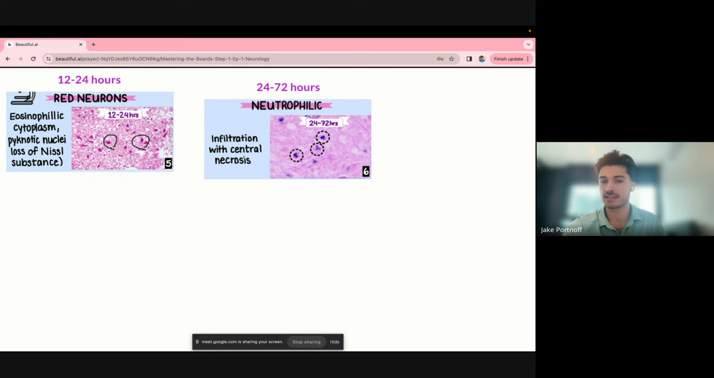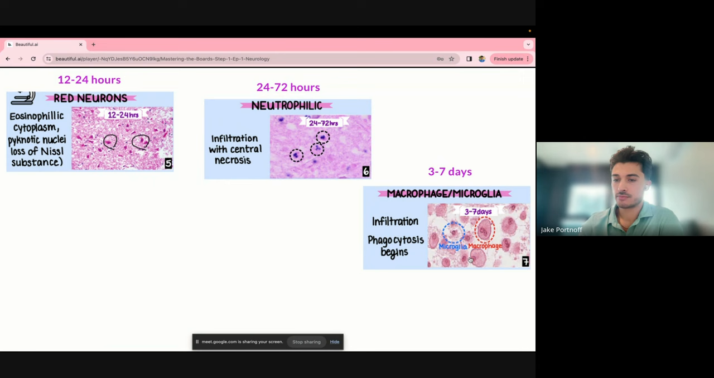Okay, 3 to 7 days. What's going to be arriving at the scene 3 to 7 days? We have our macrophages, great. We're ready to phagocytose. Okay, look out for these foamy-looking cells. 1 to 2 weeks.